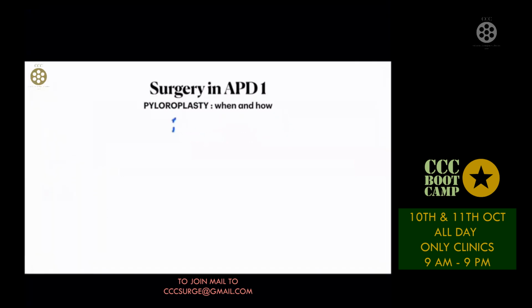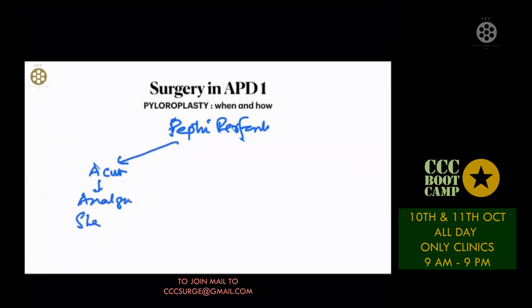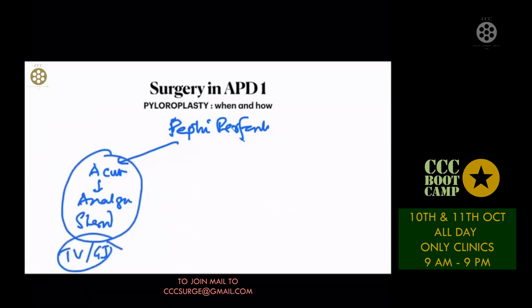if you're dealing with a peptic perforation, there may be two reasons. One is that it is caused by an acute cause like analgesics or steroids. In these cases, the question of vagotomy or gastrojejunostomy doesn't arise. It is out of question. So you're not going to do it.